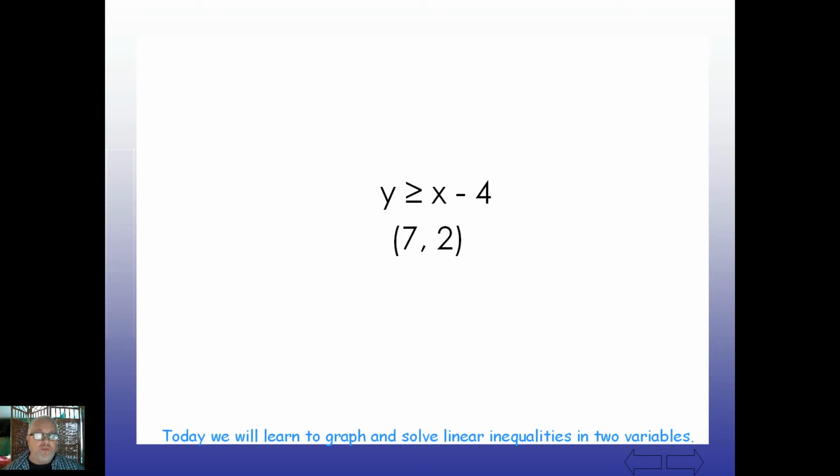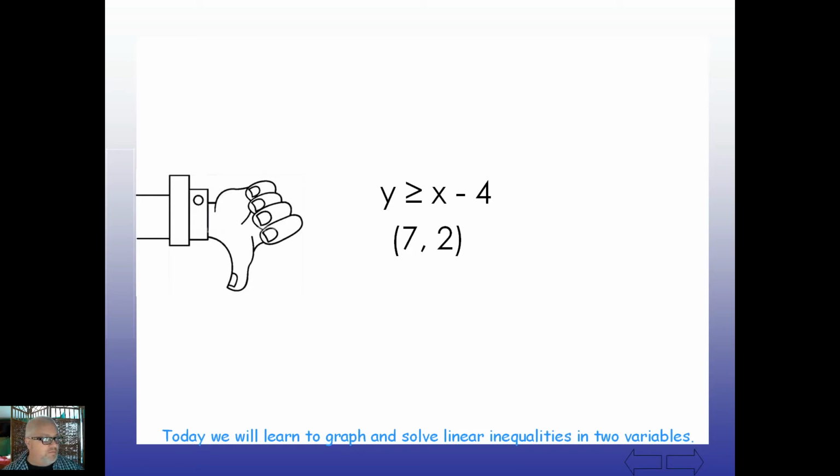How about this one? Y is greater than or equal to x minus 4. So what are we going to do here? We're going to plug a 2 in here. 2 is greater than or equal to 7 minus 4. 7 minus 4 is 3, correct? So that should be a thumbs down on that one.